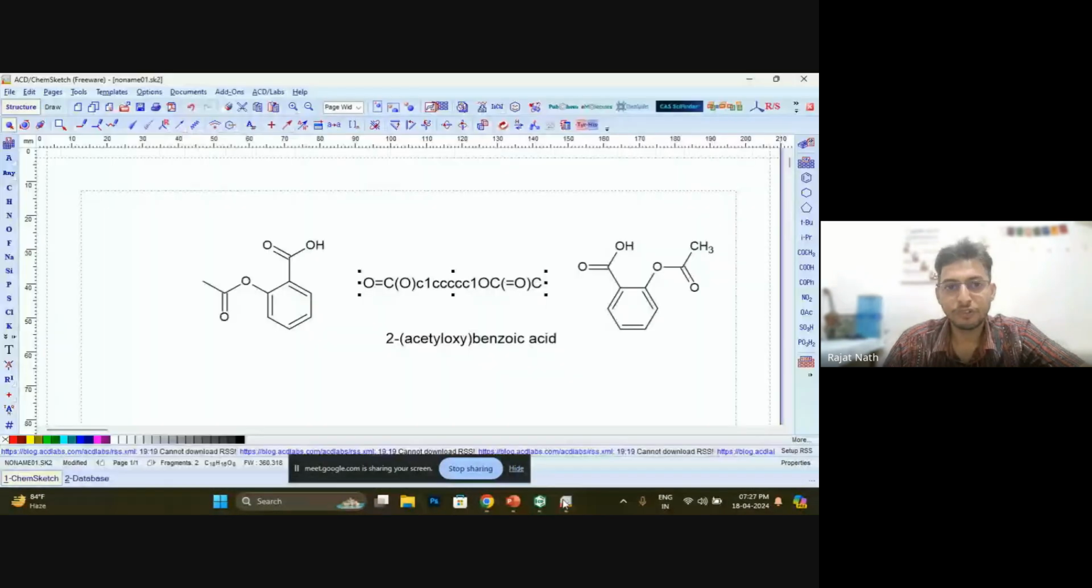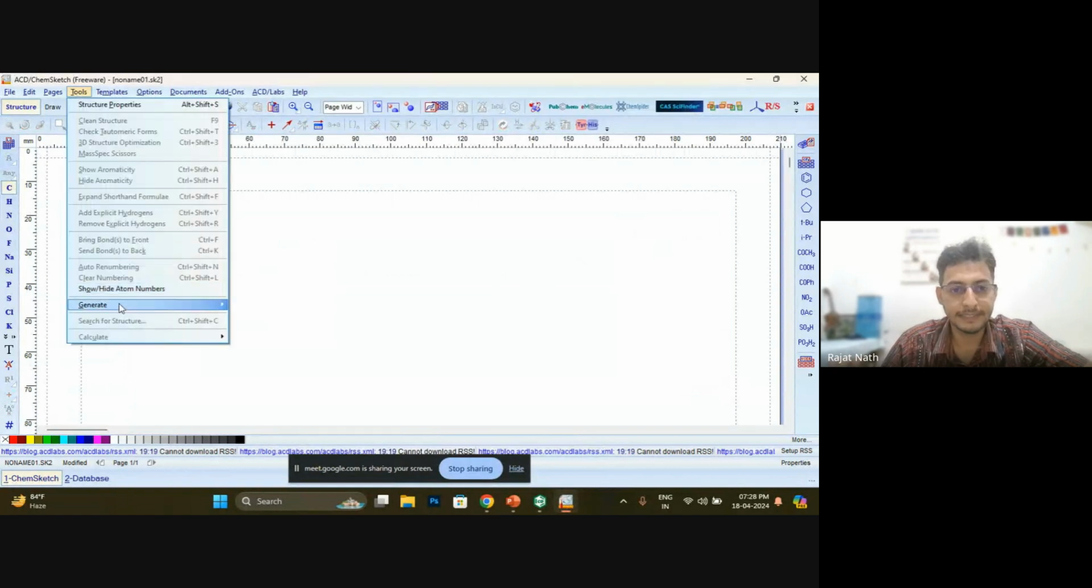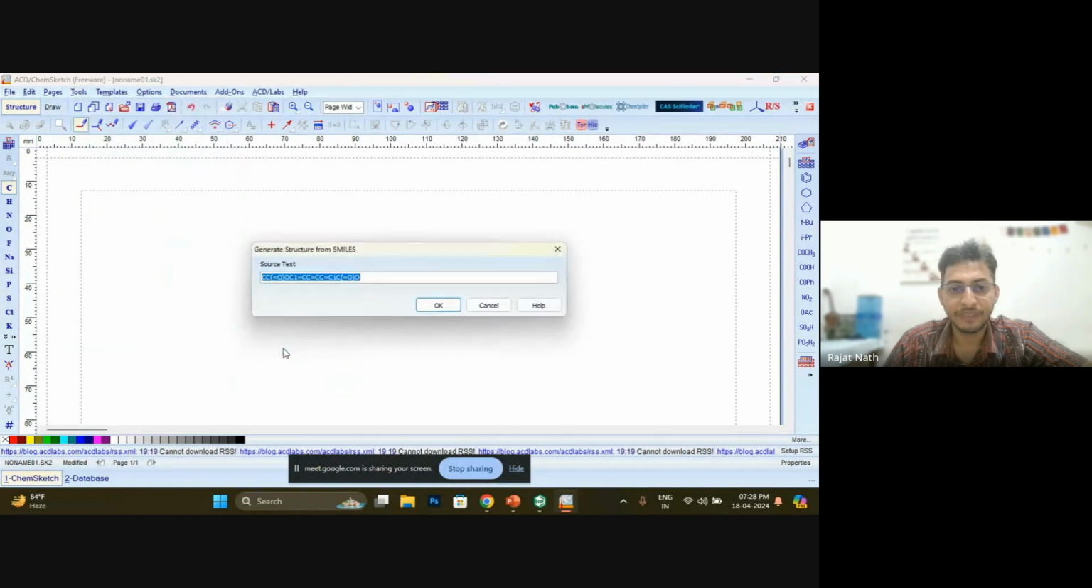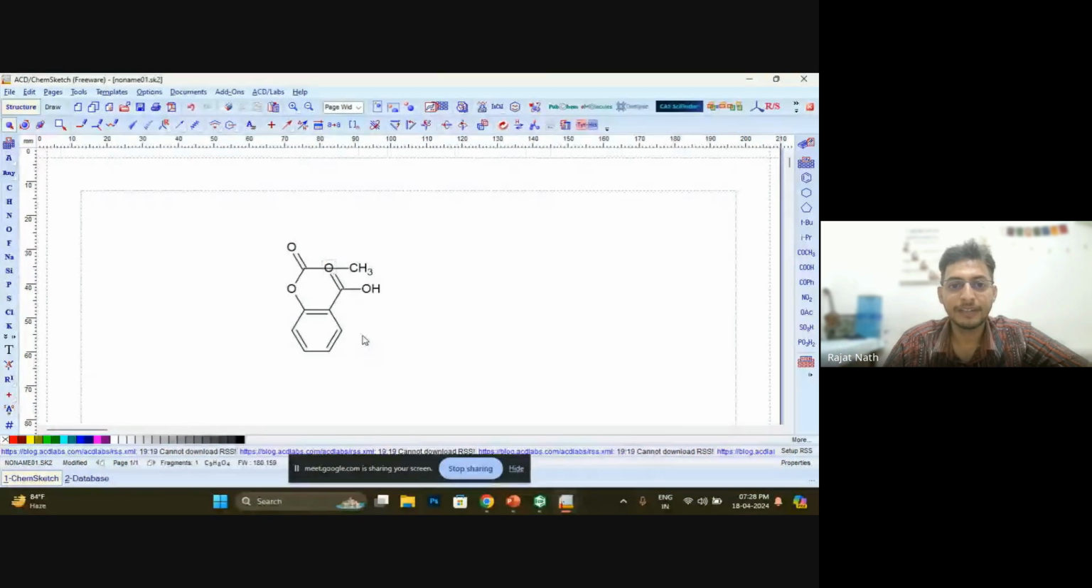Okay, just go to ChemSketch, deleting all the things. Go to Tools, and go to Generate. In Generate, there is an option called Structure from SMILES. Just click it, then paste your SMILES. This is your SMILES. Click OK. Then click anywhere, and it will paste your structure.